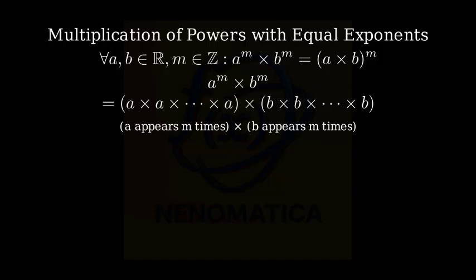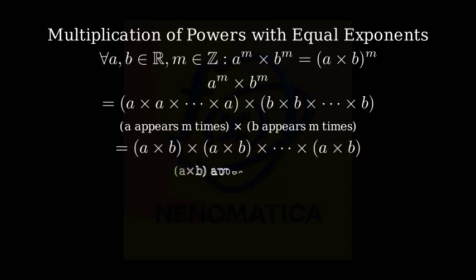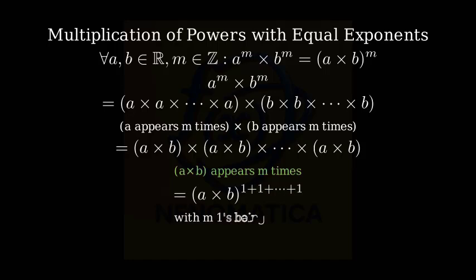Now, we can rearrange these terms using the commutative and associative properties of multiplication. We can pair each a with a b to create m pairs of a times b. We now have the product a times b repeated m times. By the definition of exponents, this is exactly the quantity a times b all raised to the power m. Therefore, we've proven that a to the power m times b to the power m equals the quantity a times b all raised to the power m.